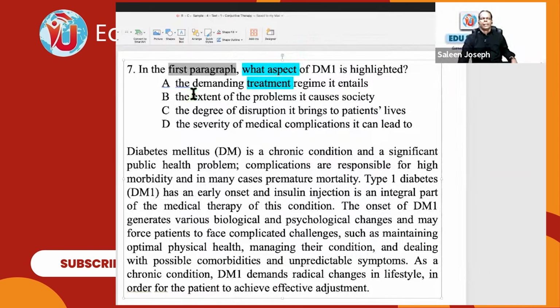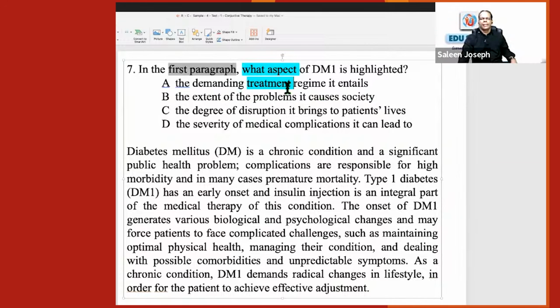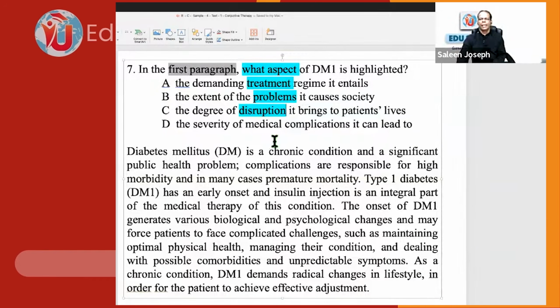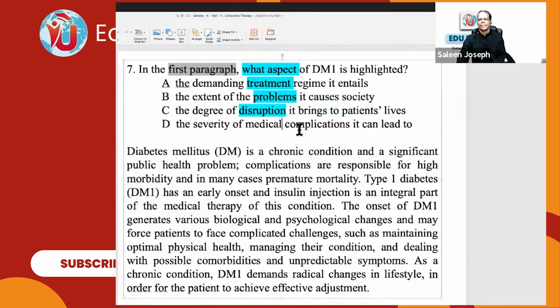What aspect? First, option A, the demanding treatment regimen entails. Treatment is the hedging word or the keyword. Second option, B, the extent of the problems it causes to society. Yes, problems. Third one, the degree of disruption it brings to patients' lives. Yes, disruption. And fourth one, the severity of medical complications. Yeah, these are the hedging words.